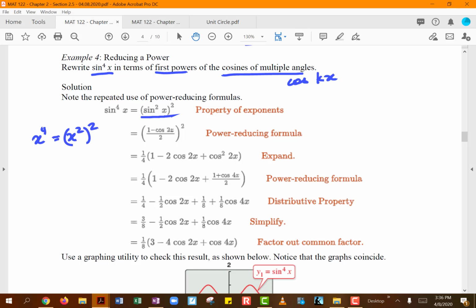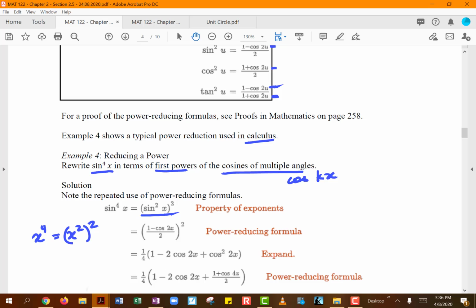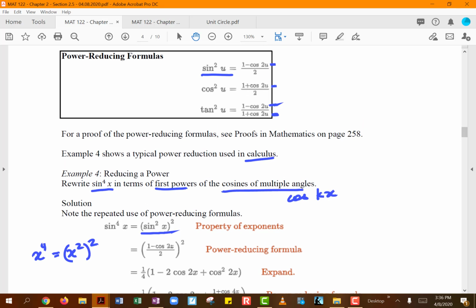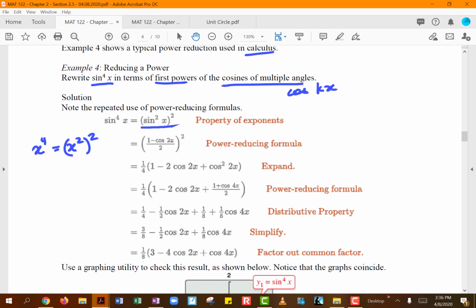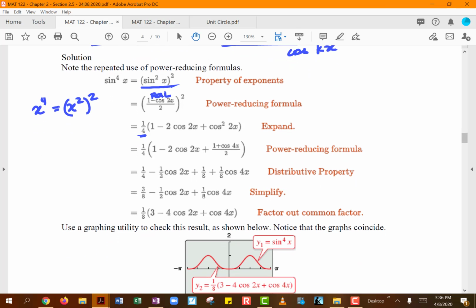Sine squared of x raised to the second power. And then for sine squared of x, they are using this power reducing formula over here. So they're writing it as 1 minus cosine of 2x over 2. They took the denominator because that would be 2 times 2, which is 4. So they're taking it outside as 1/4. And they did a FOIL on the numerator, which gave you this parentheses part. And then they are using, again, the power reducing formula over here, which is what gives us the 1 plus cosine of 4x over 2.